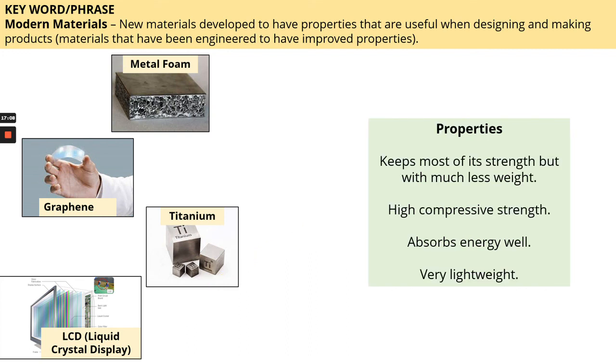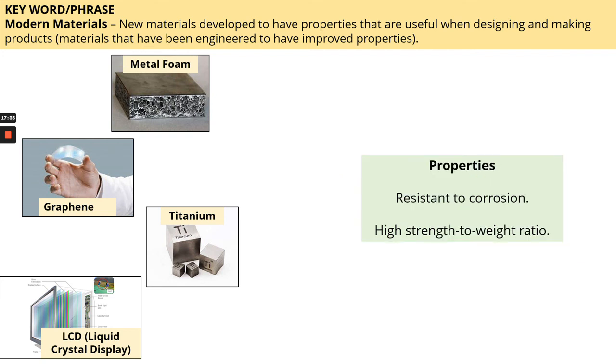Let's move on. The next set of properties: keeps most of its strength, but with much less weight. It has a high compressive strength, it absorbs energy well, and is very lightweight. Is it metal foam, graphene, titanium, or LCD? Shout your answer to the screen. If you're saying metal foam, you are correct.